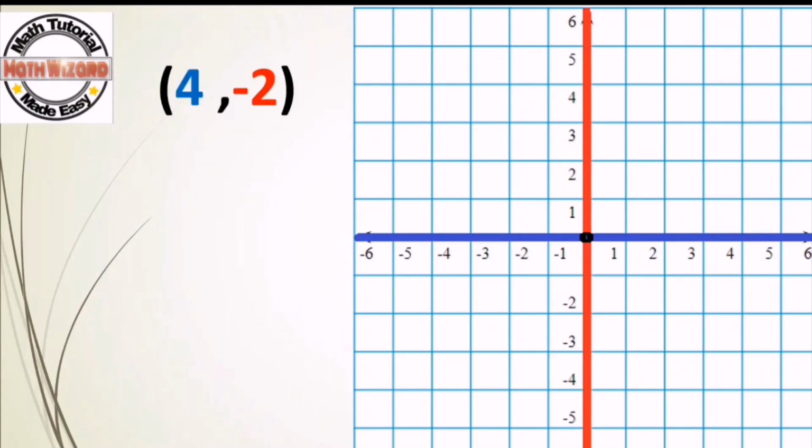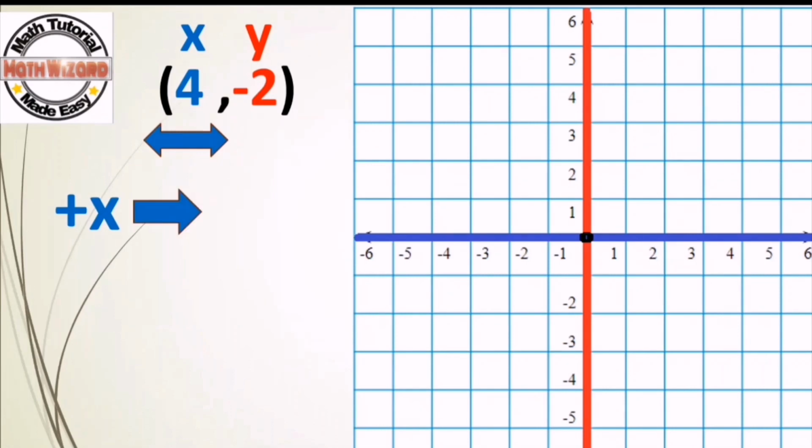Now let us proceed with (4, -2). Let us try to locate it. So again, we need to identify the value of x and y. Our x is equal to 4 and our y is equal to -2. So let us identify if we are going to the left or to the right by looking at its sign. Since 4 is a positive number, we go to the right. So from our origin, we count 4 units to the right. 1, 2, 3, 4. 4 units to the right.